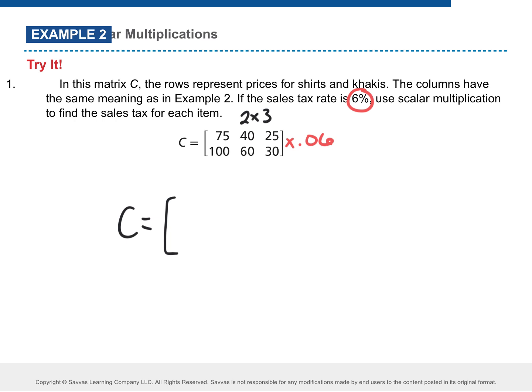Help me out. What's 75 times 0.06? 4.5. Okay, I'm just going to go left to right. What's 40 times 0.06? 2.4. 25 times 0.06? 1.5. Where do I go from here? I'm going to do the second row. 100 times 0.06? 6. 60 times 0.06? 3.6. And then 30 times 0.06? 1.8. So I got all whole numbers. Did I just... Oh, sorry, this is 4.5.